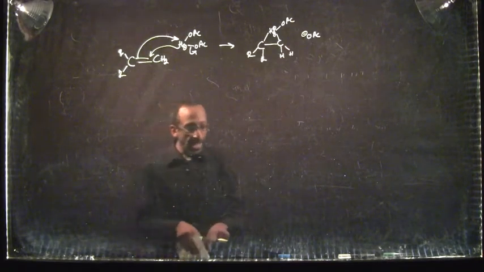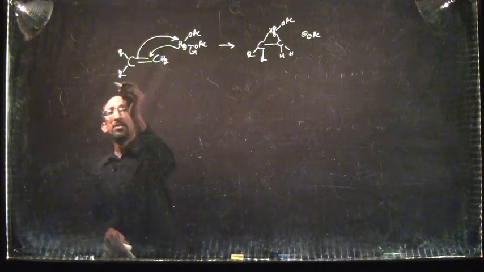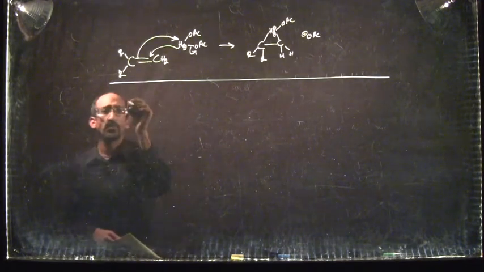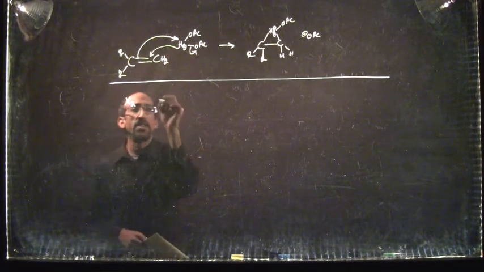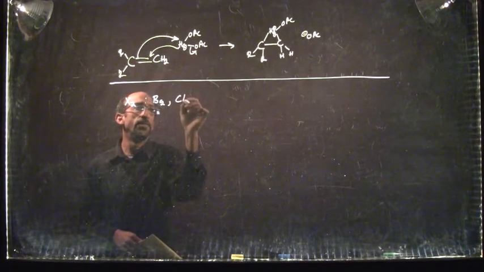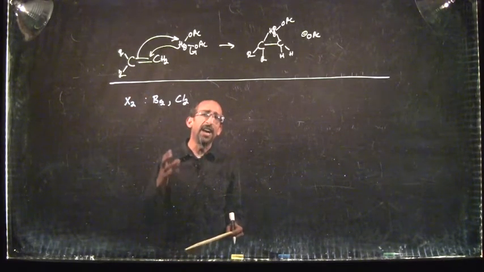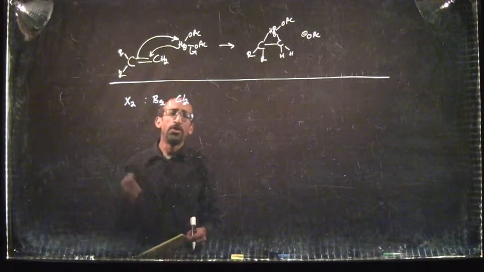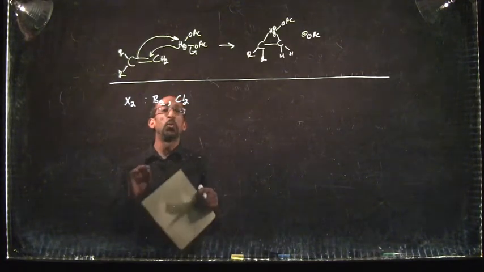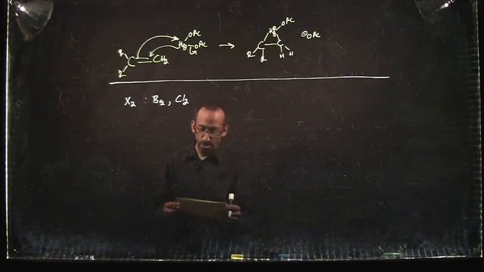So now, what do I mean by X2? So we'll get our new information started here. X2 is going to be either Br2 or Cl2, right? Those are pretty much what we're limited to. Iodine, I2, is not quite reactive enough to participate in electrophilic addition with alkenes, and fluorine is way too reactive to participate in electrophilic addition to alkenes.